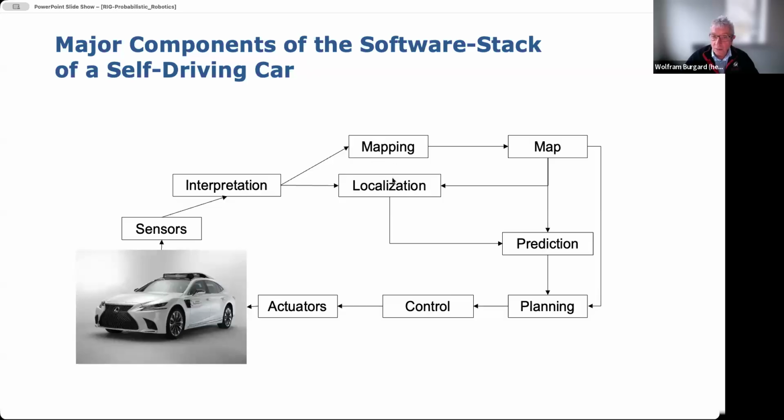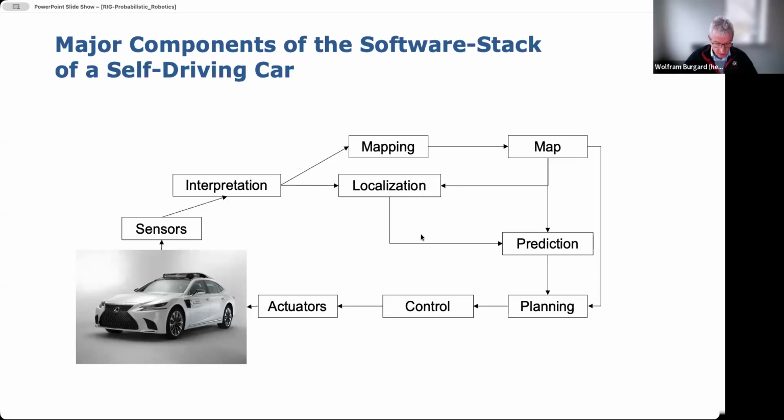Then it comes to mapping and localization, and this is one of the key tasks, and actually also one of the enablers of the self-driving car development, that all of a sudden, like 25 years ago, we realized how to basically do localization and mapping in an efficient way. And then it's prediction, planning, control, and that is then sent to the actuator.